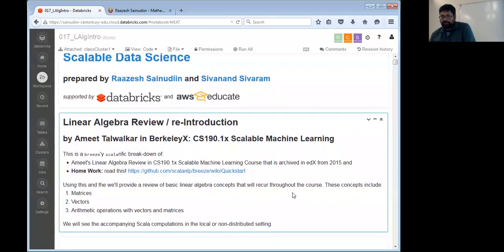Okay, so what's the plan? We are going to use Amit Talwalkar's CS190.1x Scalable Machine Learning course. This is homework, especially for those who are not familiar with Scala's numerical linear algebra package. These are people who are typically used to MATLAB or Octave or PyLab, or NumPy or whatever Python libraries. So you can look at this. In fact, this is marked down and it's at the bottom of this worksheet.